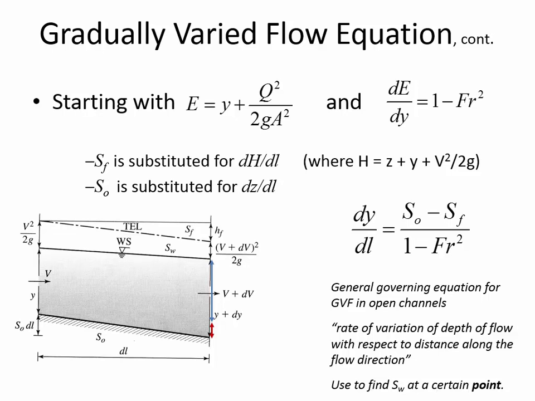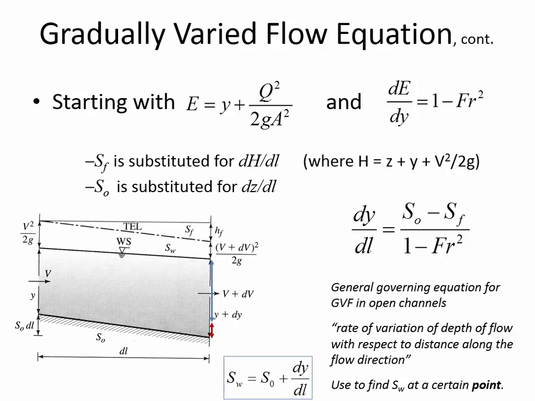Like you're going to say, right here at this spot that I'm interested in, I know the slope of the energy grade line there, and I know the Froude number there, and I know the channel bed slope, and so it'll tell you the water surface slope right here. But it doesn't tell you the water surface slope at any other location, because at any other location, the Froude number is going to be different and the slope of the energy grade line is going to be different. Okay?